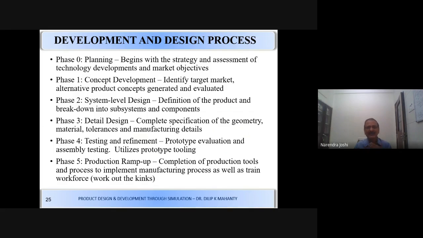And when we test it, we find out whether, if the interest rate goes up or down, it can be automatically implemented in the software. That's the open basis. So that's why testing and refinement is very important. Then once it is done, we go for the production ramp-up. That is the completion of production tools and processes to implement the manufacturing process as well as a trained workforce.